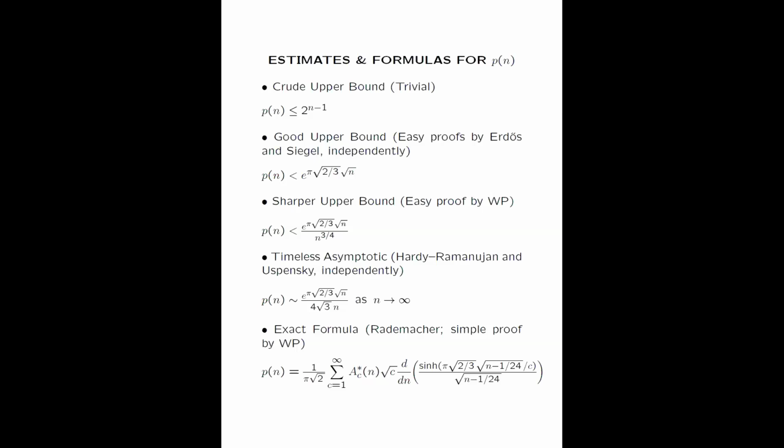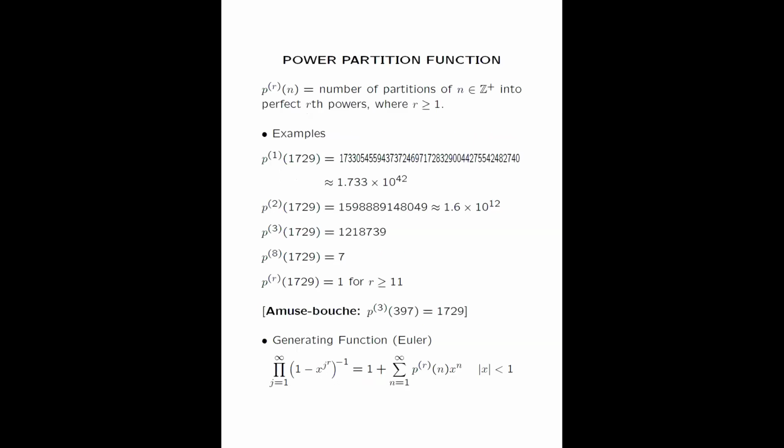Okay, let me continue. Let's go on to the subject of this talk, the power partition function, P super r of n. This is the notation used originally by Hardy and Ramanujan, and that's why I'm using it, even though it looks a bit odd. It's the number of partitions of the positive integer n into perfect rth powers, where r is greater than or equal to 1.